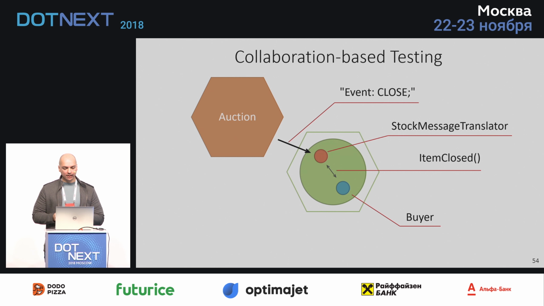Because if we put these two types of communications on the diagram, here's what we will get. The message from the auction to our system, this event close message, is an example of an external communication that comes from the external world. And the result of this message is this method call that happens between the main classes. So this item closed method call from translator to the buyer. And that is an internal implementation detail that you shouldn't verify with your tests.